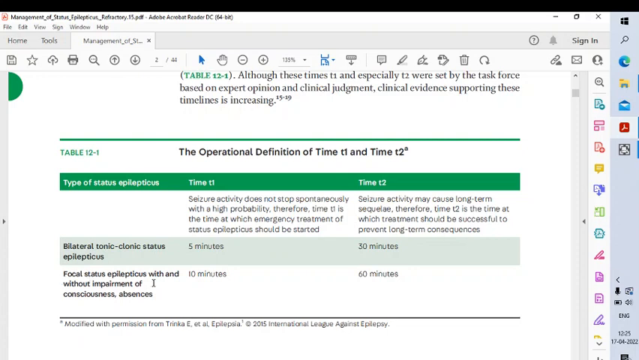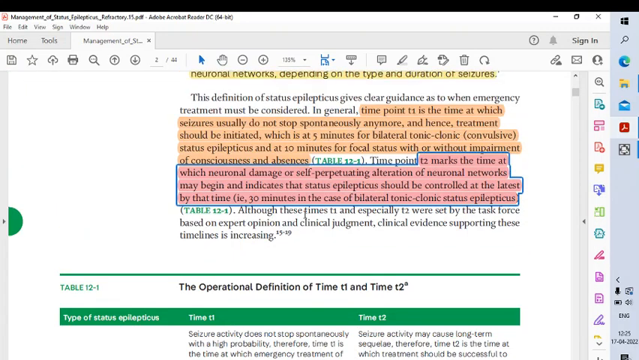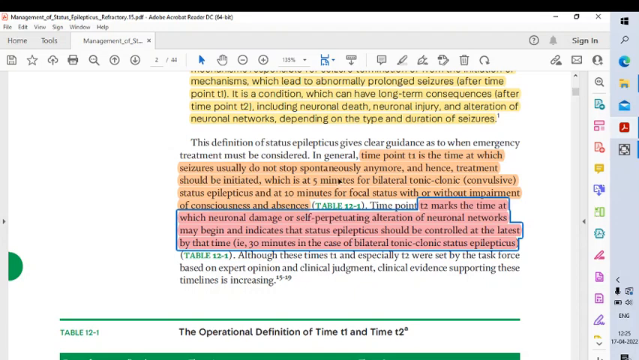For the bilateral tonic-clonic status epilepticus, it is 30 minutes, and for the focal and the absence seizures, it is 60 minutes.